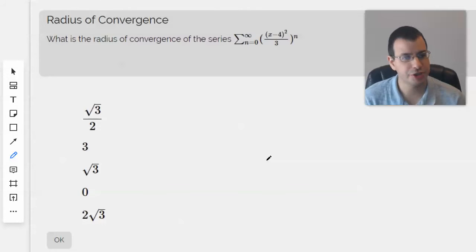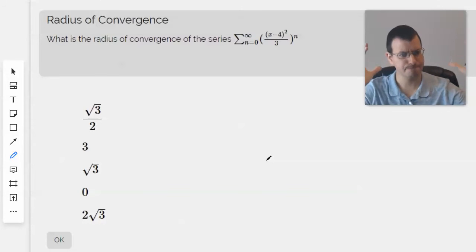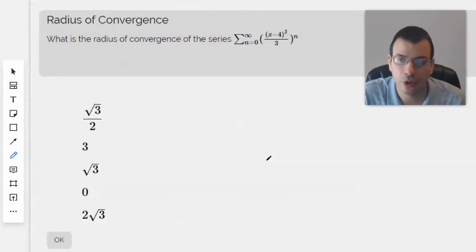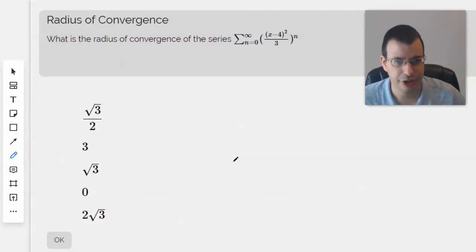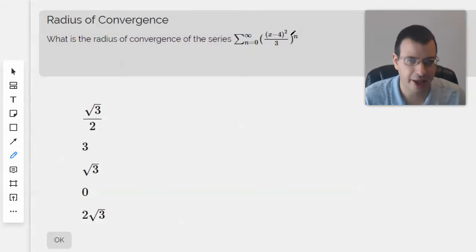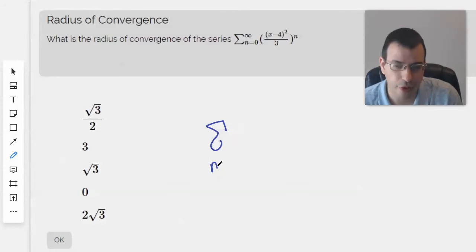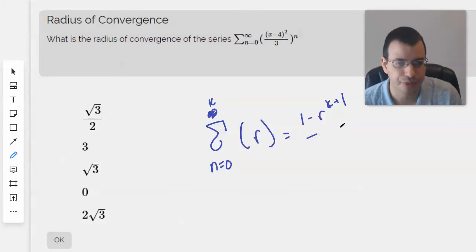Radius of convergence basically means the radius of values for which this will equal a number, as in not infinity. The easiest way for me to think about this is that it's a geometric series, because you have the sum from n equals 0 to infinity of something to the n. And the formula for a geometric series is the sum from n equals 0 to k of r to the n equals (1 minus r to the k plus 1) over (1 minus r).